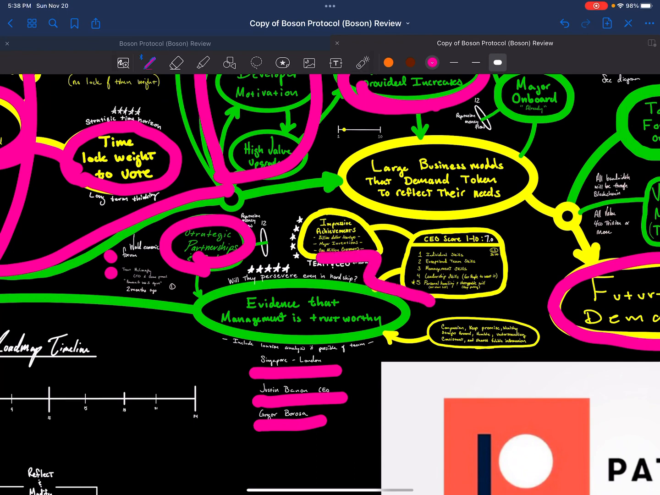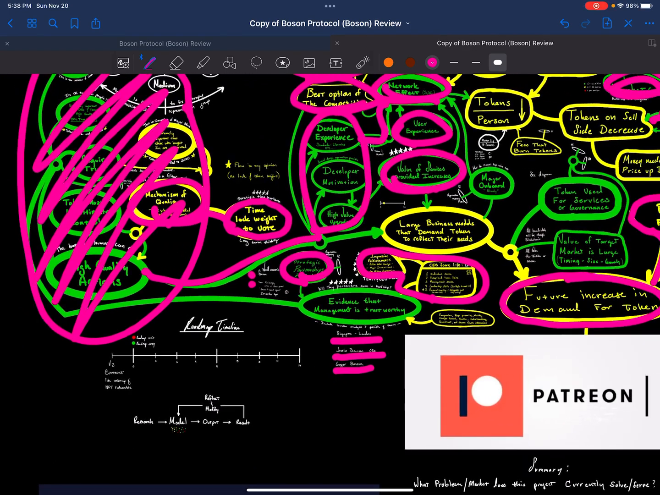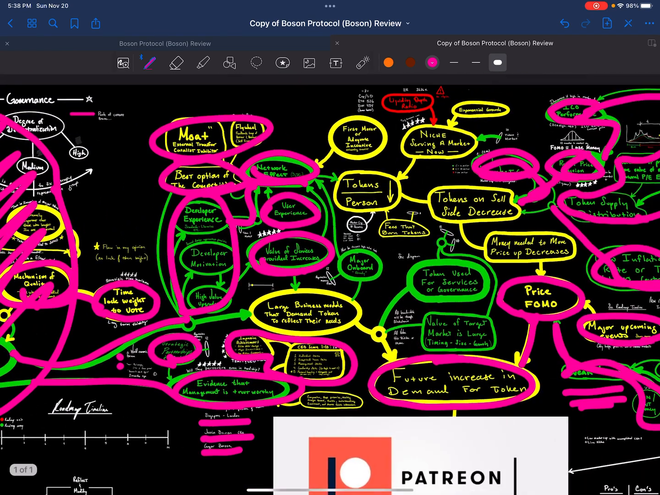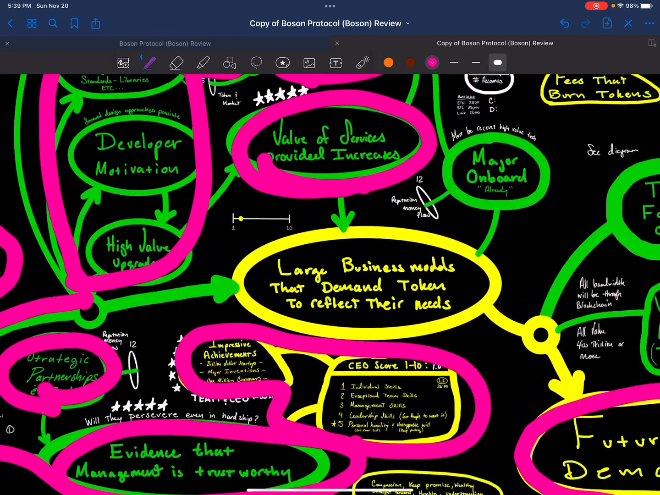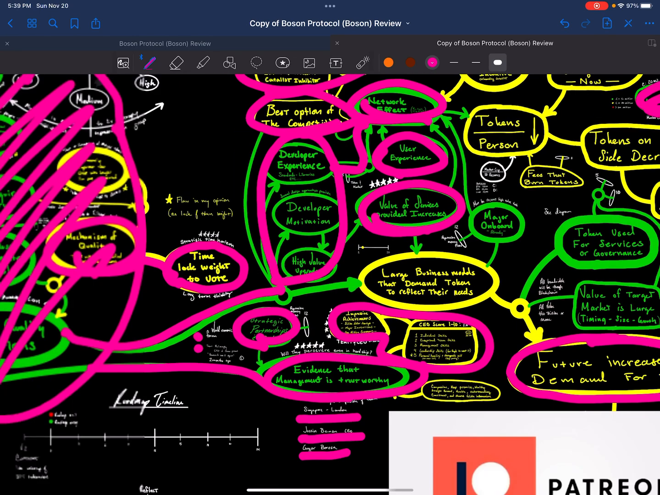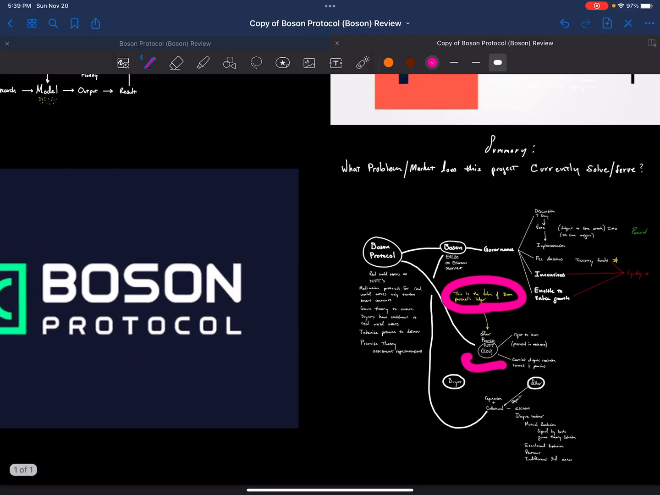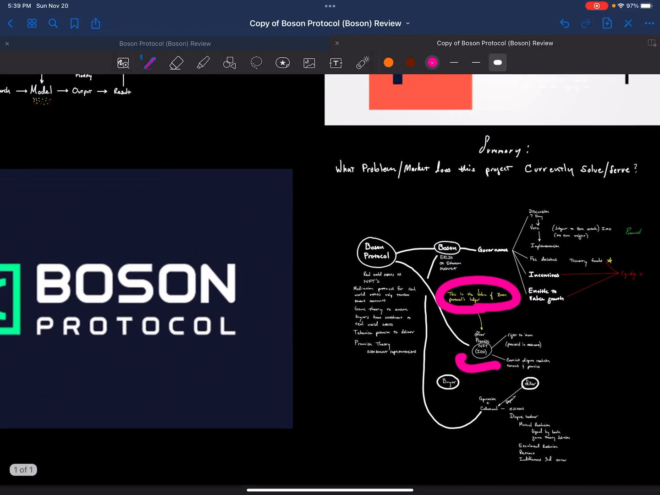For the team, once again, mostly neutral. I didn't see any billion-dollar startups, any home runs really in their history. So I just put that as neutral. All right, so large business models that demand the token to reflect their needs. I didn't see anything super strong about the token economics for that. Basically, the token is used for governance. I would like to see stronger models, like for creating business demand.